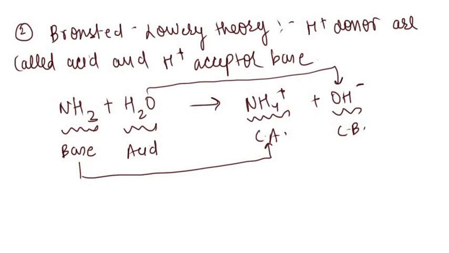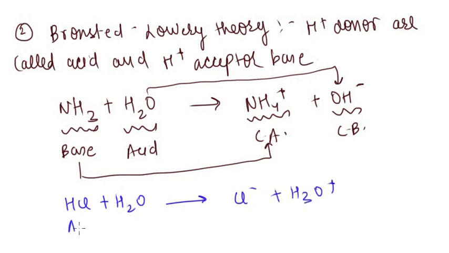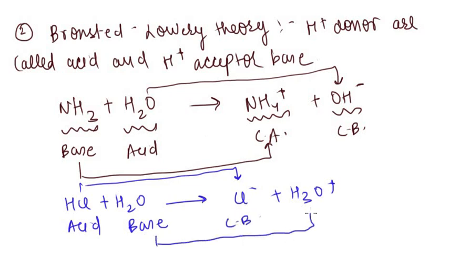Let's take one more example, HCl plus H2O. HCl will give H plus, forming Cl minus plus H3O plus. HCl is known as the acid, and water is known as the base. So HCl on releasing H plus forms the conjugate base, and the base on getting H plus is known as the conjugate acid.